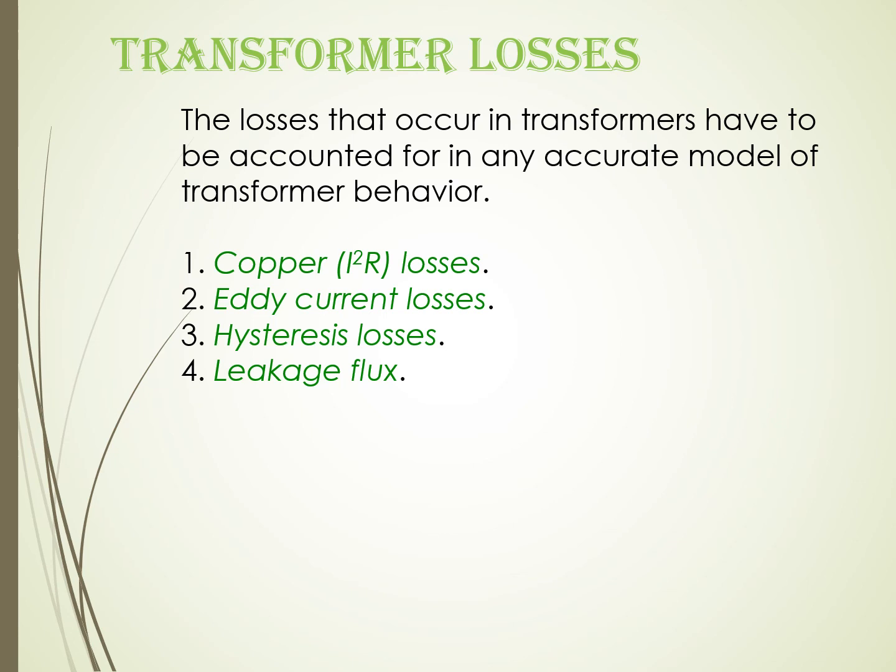One more loss is there, and that is the leakage flux. The fluxes which escape the core and pass through only one of the transformer windings are leakage fluxes. These escaped fluxes produce a self-inductance in the primary and secondary coils, and the effect of this inductance must be accounted for. With this, I stop here.